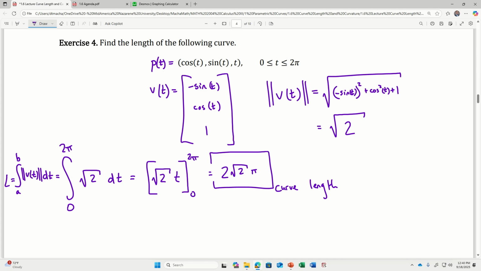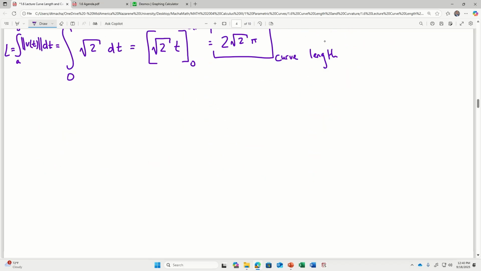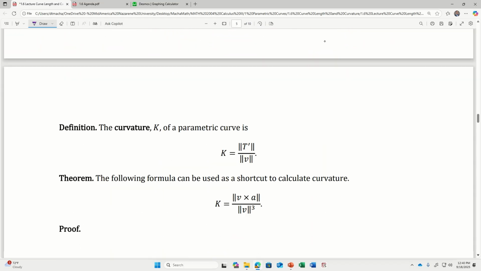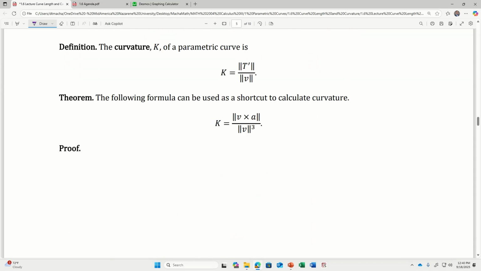Okay, that's the easiest problem you're going to see for curve length. They only get harder from here. The reason this was so easy is because it gave me a constant for the speed, and constants are really easy to take an antiderivative for. But any other curve length problem you see is either going to be that one or it's going to be harder than that one.